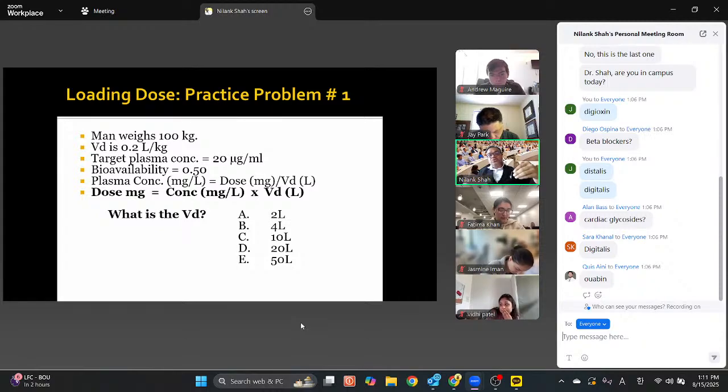What is the clinical application of knowing this calculation? This is the first question on loading dose. The first two questions are on loading dose, and after that we have two more questions on maintenance dose. In this first question on loading dose, I'm asking what is the VD, the volume of distribution, in this particular patient. I'll start the poll now.